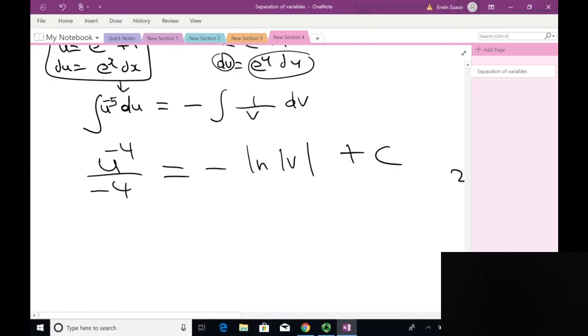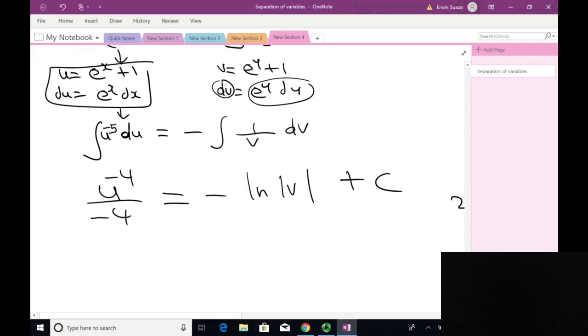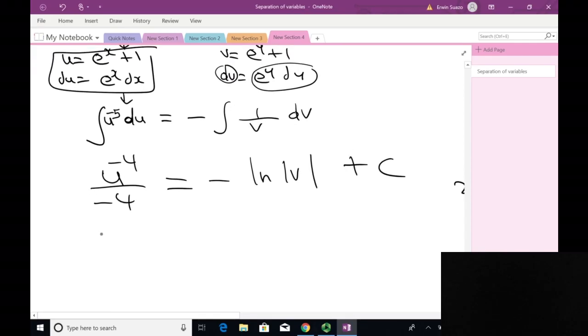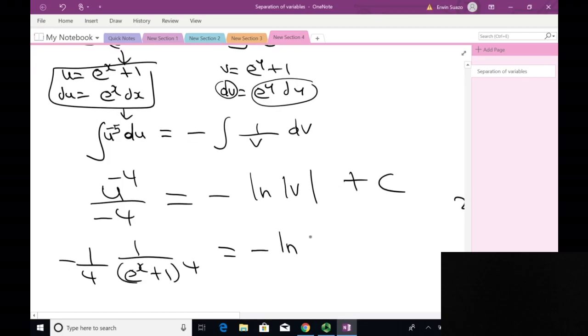But probably we can just go back to u. So u is e^x + 1, right? So we put it like this. Minus 1 over 4, let's leave it like that, and then 1 over (e^x + 1)^4, right? Equals minus ln of absolute value of v, and v was e^y + 1, right?